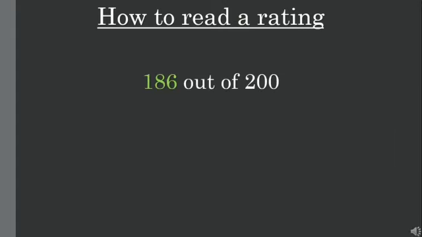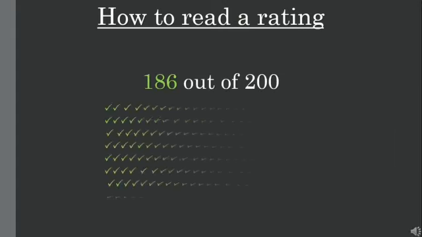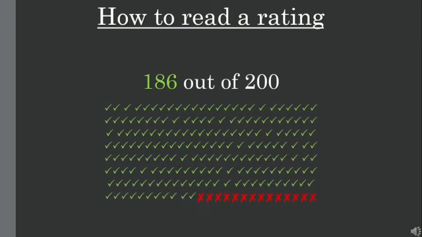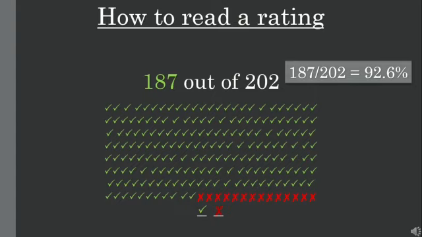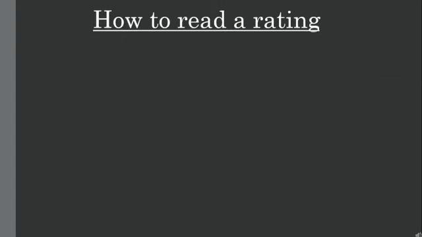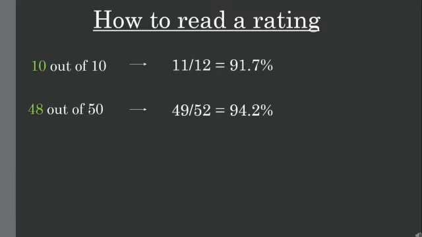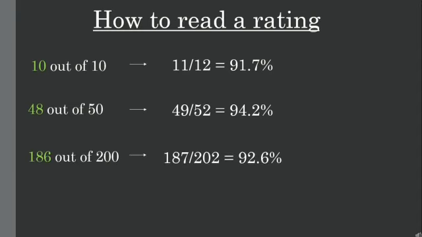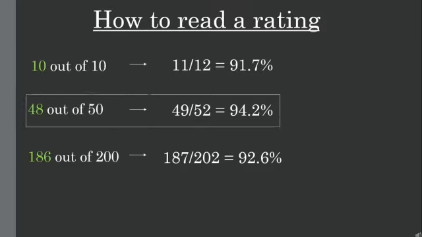Playing the same game with our third seller, which had 186 positive and 14 negative reviews, we get 187 out of 202 or 92.6%. Thus, our result is 91.7% with the first seller, 94.2% with the second seller, and 92.6% with the third seller. This means our best bet is to go with seller number 2.